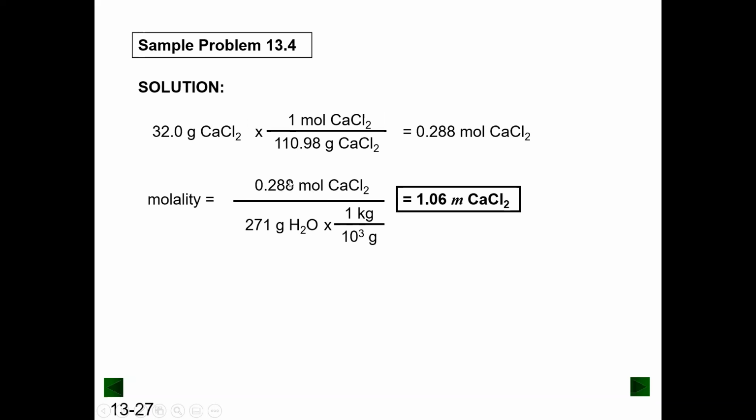You put molality, which is 0.288 moles divided by your value in kilograms. So you must change this to kilograms. 271 grams must be changed to kilograms, which is 0.271. So your answer is 1.06. You notice that this is a small m. The small m stands for molal, and molal is the same as if I wrote moles over kilograms.